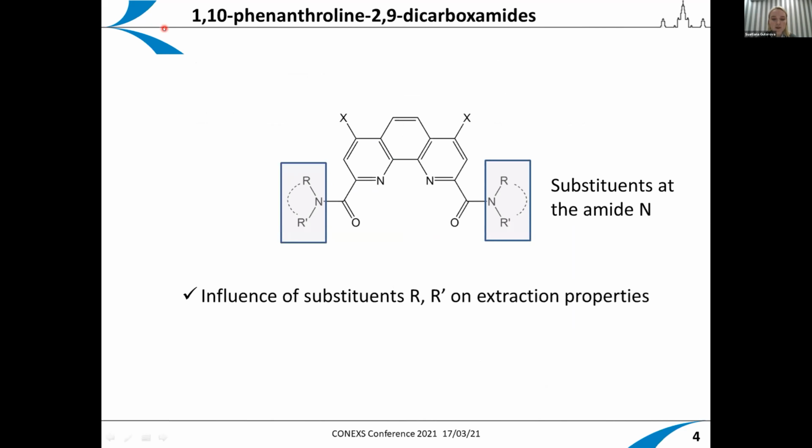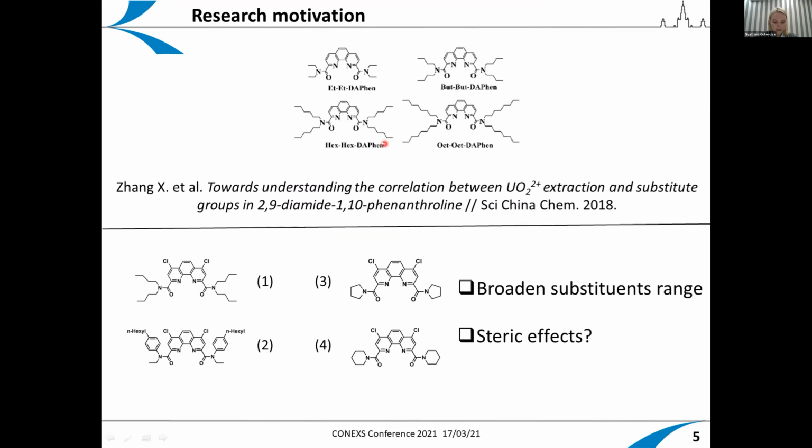Previously, it was shown that diamides of nitrogen heterocycles are promising for group separation of actinides. One of the interesting features is the influence of substituents at the amide nitrogen atom on their extraction properties. Substituents' influence on extraction ability of phenanthroline-based ligands was previously studied on ligands with alkyl-alkyl substituents with different chain lengths. So in our research, we decided to broaden the range of studied substituents and also examine the influence of steric effects on extraction efficiency.